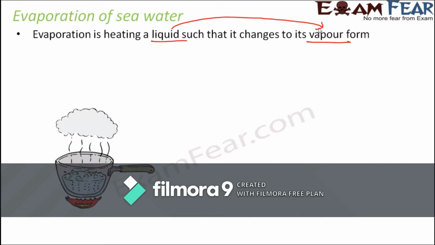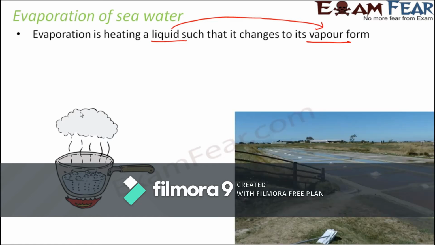Now just try this out at your home. Let's say you take some water in a pan and heat it. As soon as you start heating it, what happens? You see that some vapor is formed. Some of the liquid water starts getting converted to water vapor. So this is called evaporation. Now a similar type of evaporation takes place in the case of seawater.